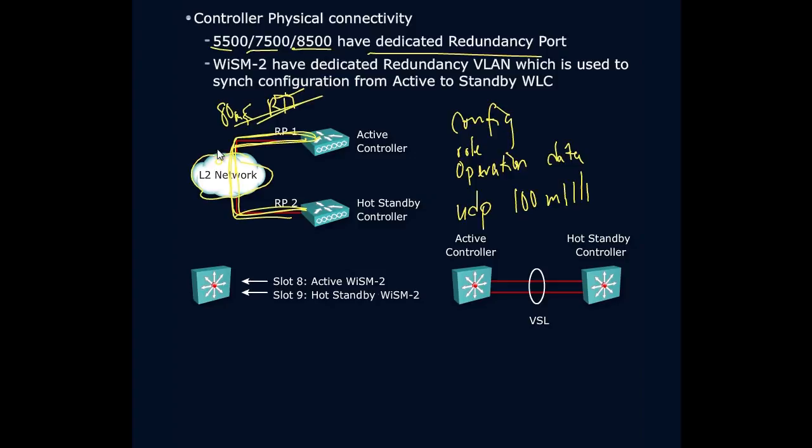Less than 80 milliseconds round trip time, okay? I'm sorry I had to dive into that a little bit so I could see what I was drawing there. 80 milliseconds round trip time on this redundancy port. You've got to test it before you put it in place. Otherwise, you're going to get a lot of false positives. You're going to say, oh, that wireless LAN controller's down. It's up, it's down, it's up. You're going to have primary and secondary switching back and forth a lot.